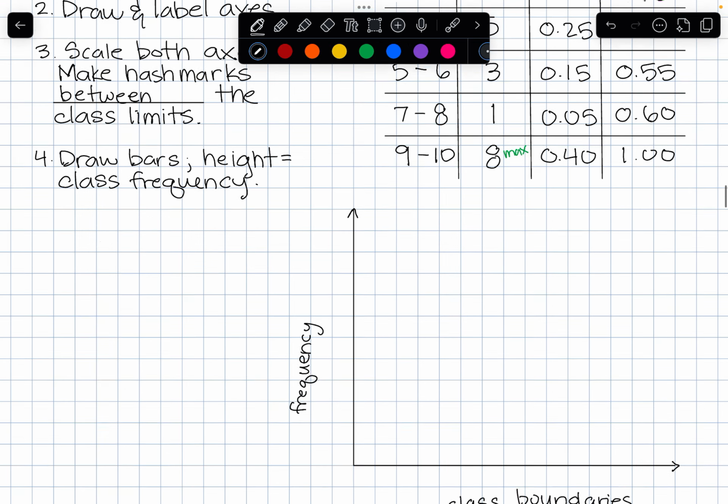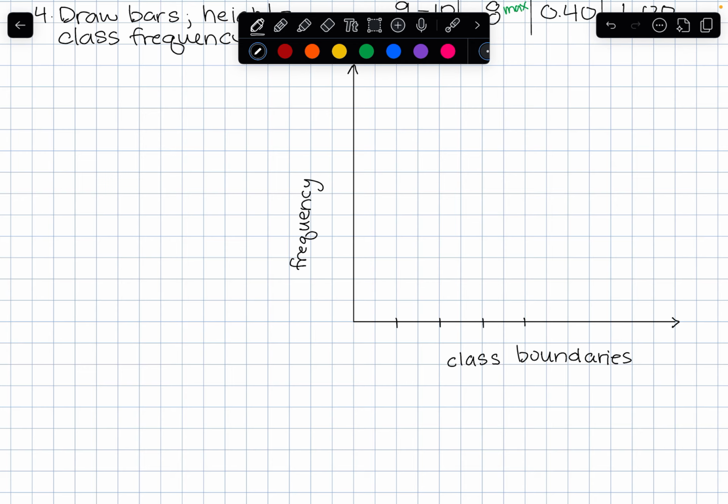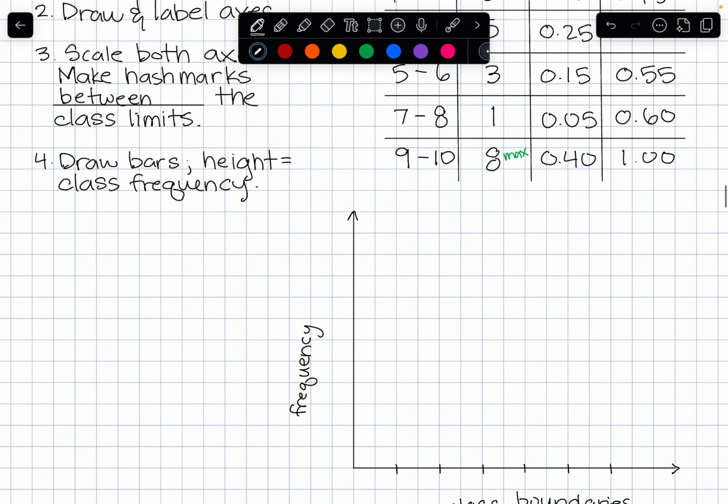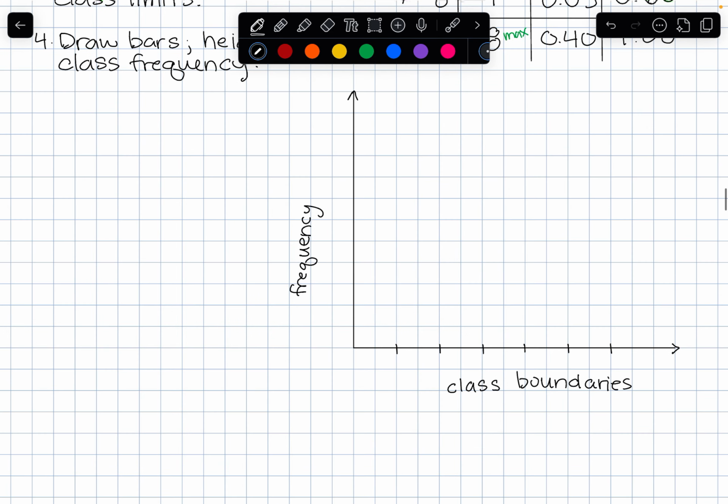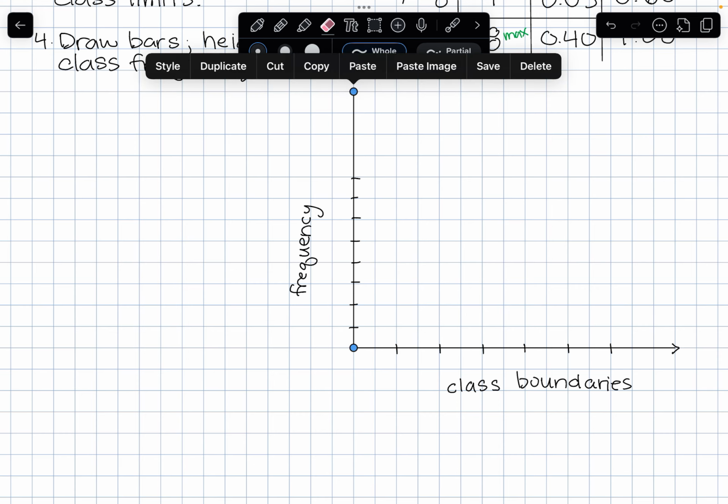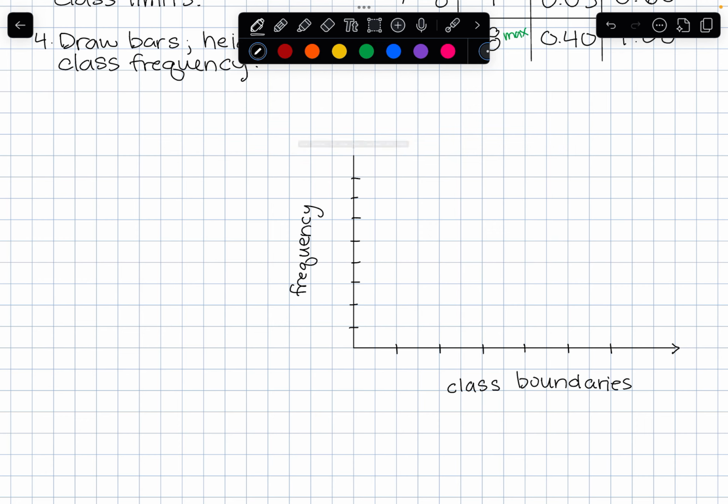So let's go ahead and map that out. 1, 2, 3, 4, 5, 6. That fits nicely. And then on the y-axis, I'm counting to 8. So 1, 2, 3, 4, 5, 6, 7, 8. And I made my y-axis a little bit too tall, so let's bring that down a little bit. So 2, 4, 6, 8.